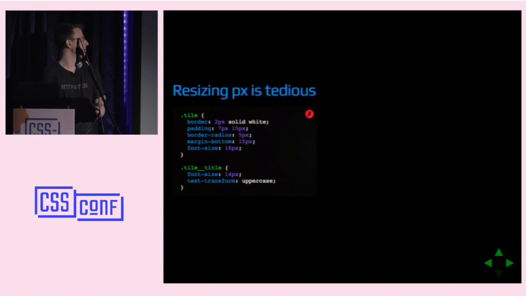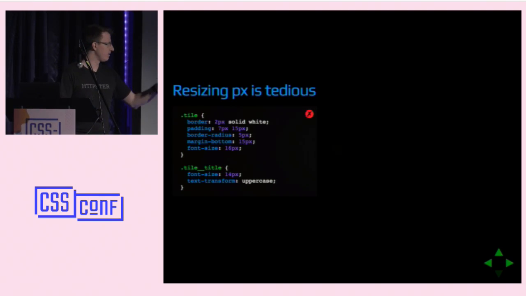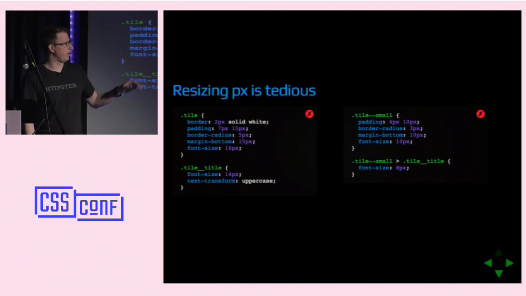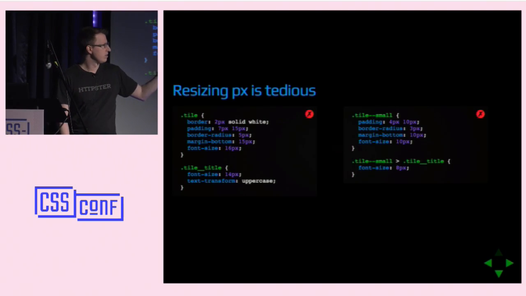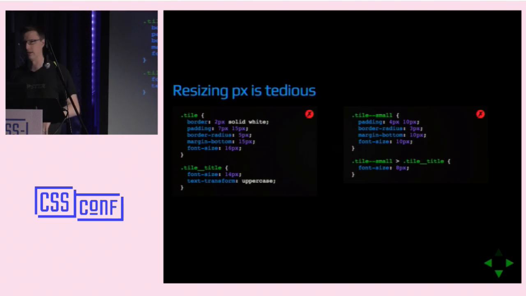But consider a design in pixels. This will have a tile module. I'm going to use this SMACSS terminology, but if you're familiar with BEM, a block. And this module has padding, border radius, margin, font size, everything defined in pixels. It's got a sub element, which has a smaller font size defined in pixels. And if you want to scale this down or up, you have to get in there and recalculate, probably using some sort of scalar, a smaller padding, maybe a smaller border radius, smaller margin, smaller font size, and then you've got to choose each sub element and readjust their font sizes.